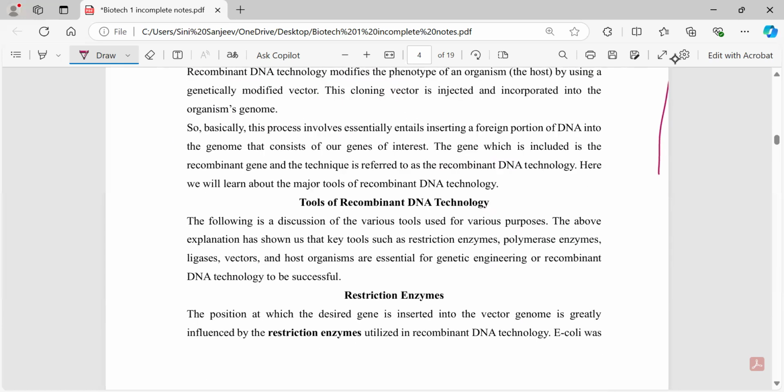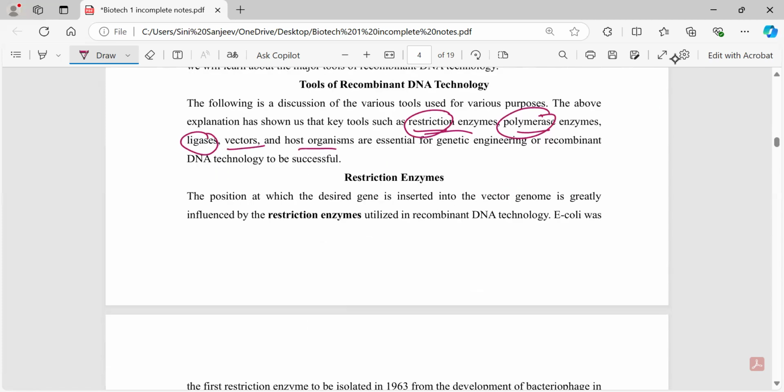Okay, then the tools of DNA technology. Whenever you're writing about the tools in your exam, you have to mention enzymes. The basic enzymes are the restriction enzyme, polymerase enzyme, and ligase enzyme. One is for cutting, the polymerase is to form many copies, and ligase is to join again. Then you have the vector as well as the host.